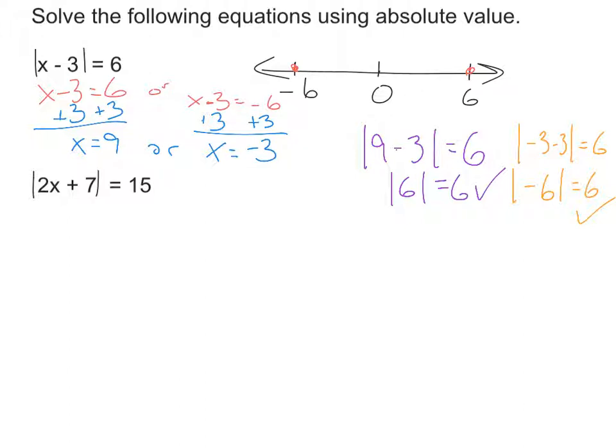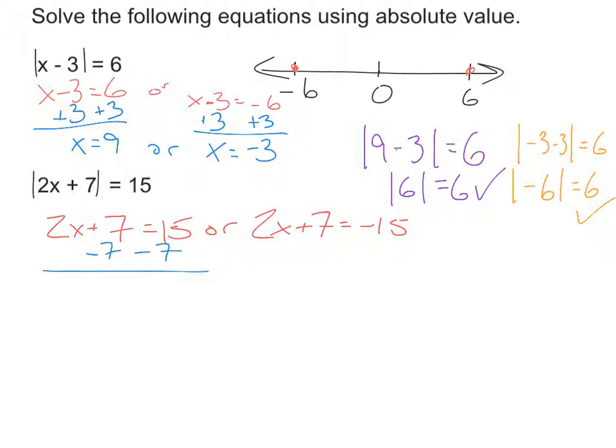Let's try the next one. I'm going to have some sort of x. I'm doubling it. I'm adding 7, and it lands 15 units from 0. So what numbers are 15 units from 0? Well, 2x plus 7 could be at 15, or it could have gone the other way, and 2x plus 7 could have landed at negative 15. So notice that when we rewrite these, we no longer have the absolute value in our equation. We don't need it anymore because we know what the definition for absolute value is. We're able to go ahead and just write these equations out and solve them.